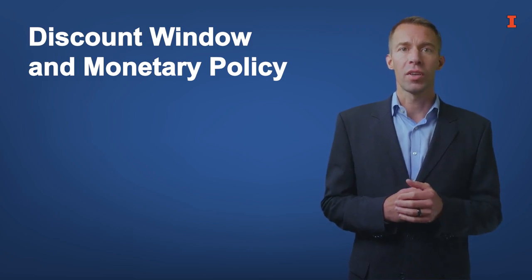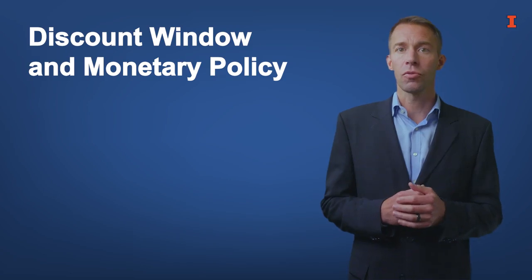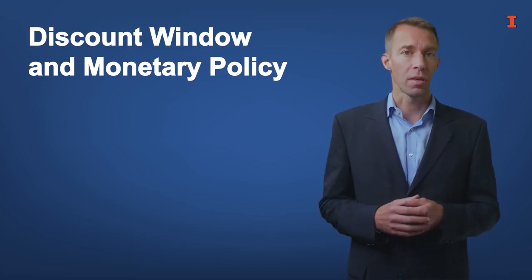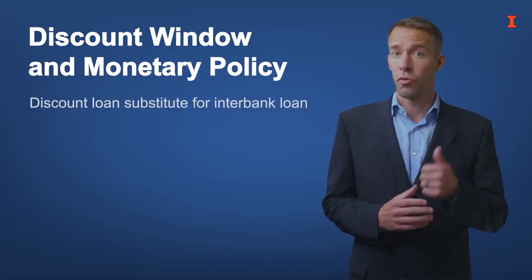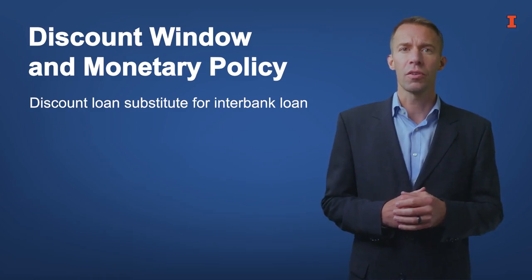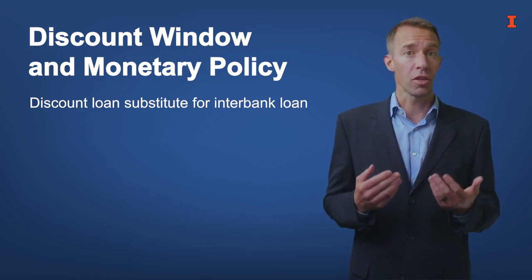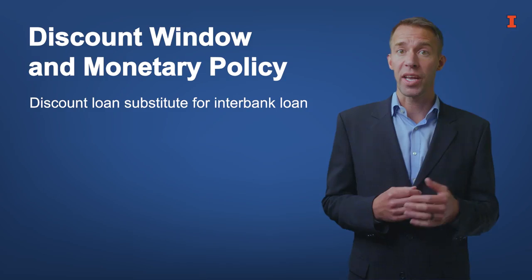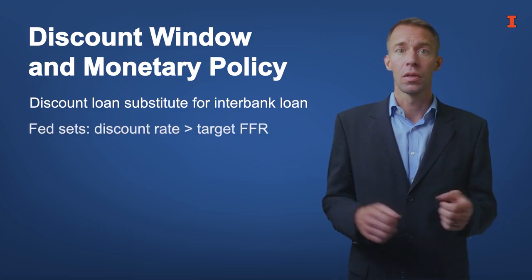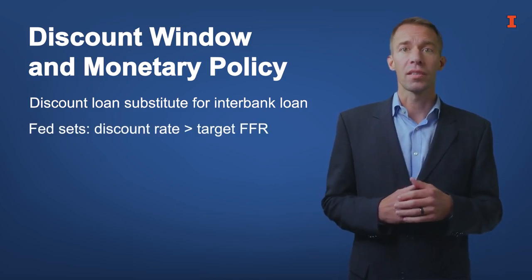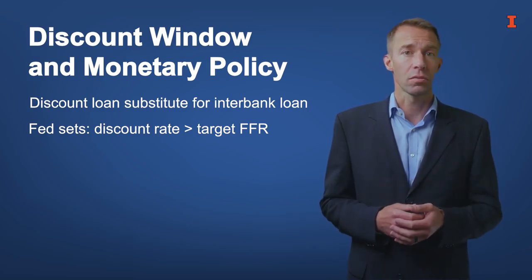How is the discount window related to monetary policy? The discount window helps the Federal Reserve to control short-term interest rates in the economy. How does that work? Well, there are two things to keep in mind. First, a discount loan from the Fed or an interbank loan from another bank are close substitutes. Both are short-term loans. Any healthy bank can access either the interbank market or the discount window. Second, recall that the discount rate is set near the upper bound of the federal fund target range.